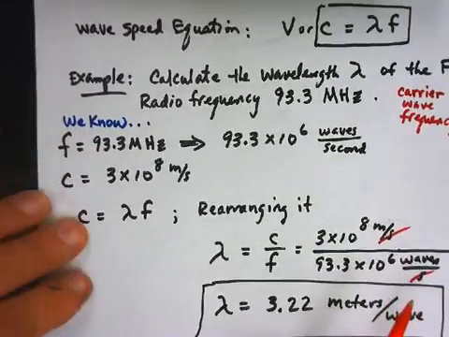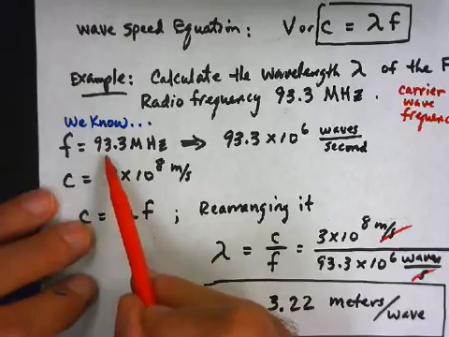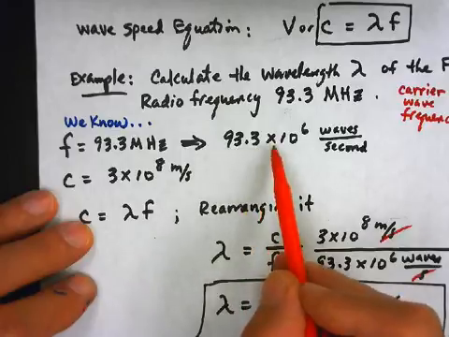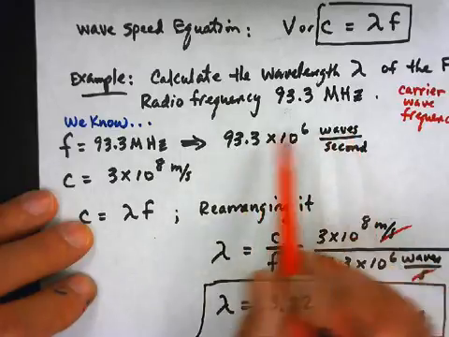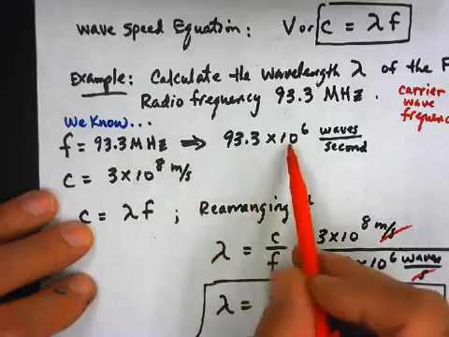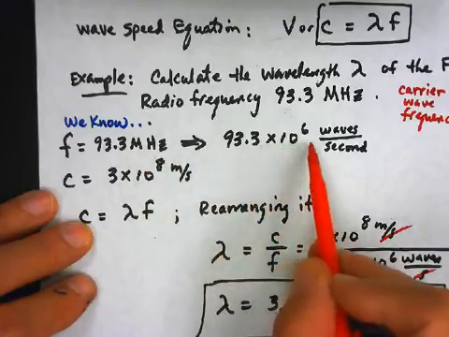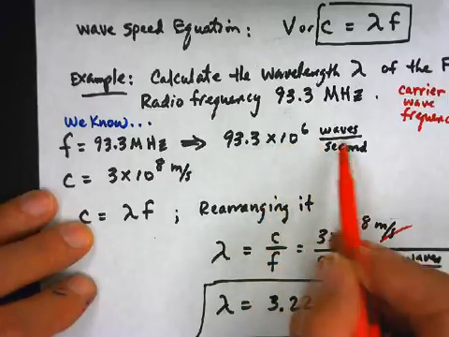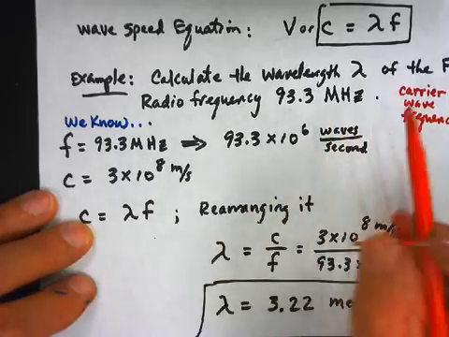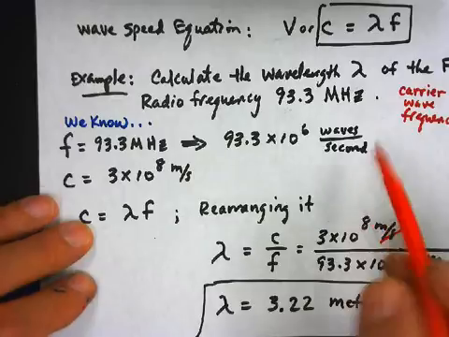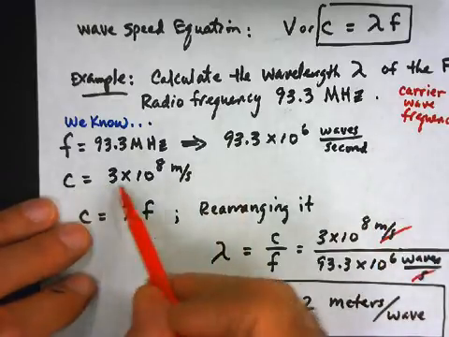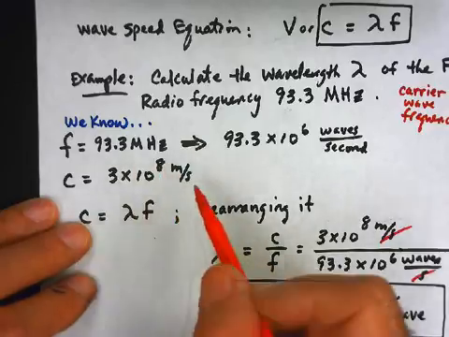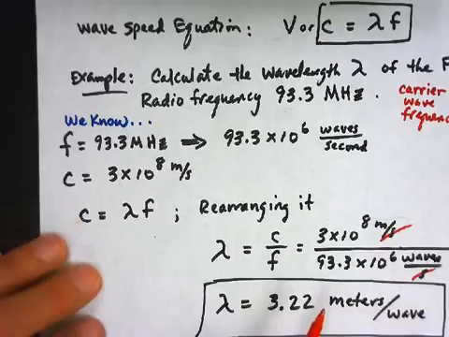Okay, so what do we know so far? We know that the frequency of the radio station is 93.3 megahertz, which translates into 93.3 times 10 to the 6th waves per second. We have to convert it out of mega and get it into hertz, or waves per second. So this is in the form that's compatible with meters per second. C, or the speed of light, is 3 times 10 to the 8th. Even though it's traveling through air, we're still going to assume it's about the same speed. It's not significantly slowed down by the air.